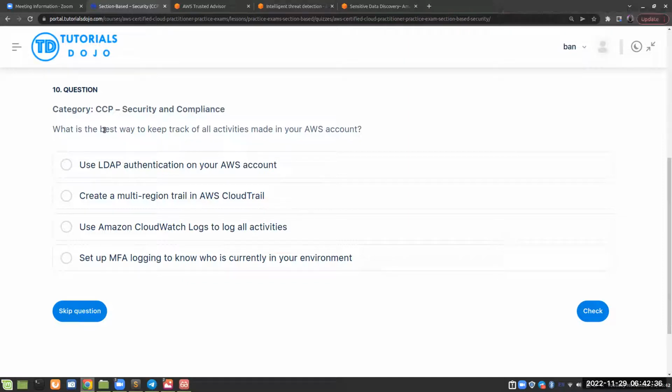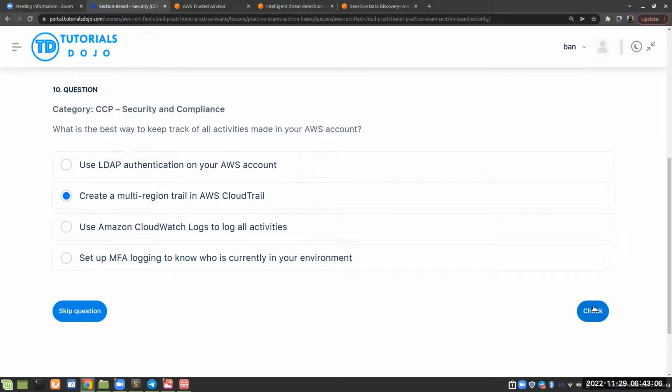I think keeping a trail of all the activities in your account is always the work of CloudTrail, like monitoring the logins and following the login trails. Who did this and who did that? It's always the work of CloudTrail. Okay, thank you for that. So track all activities made in your AWS account, right?